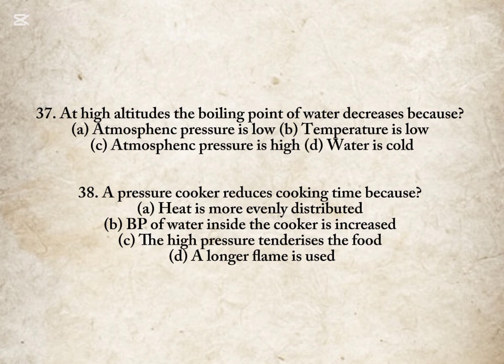38. A pressure cooker reduces cooking time because A. Heat is more evenly distributed. B. BP of water inside the cooker is increased. C. The high pressure tenderizes the food. D. A longer flame is used. The correct option is B. BP of water inside the cooker is increased.